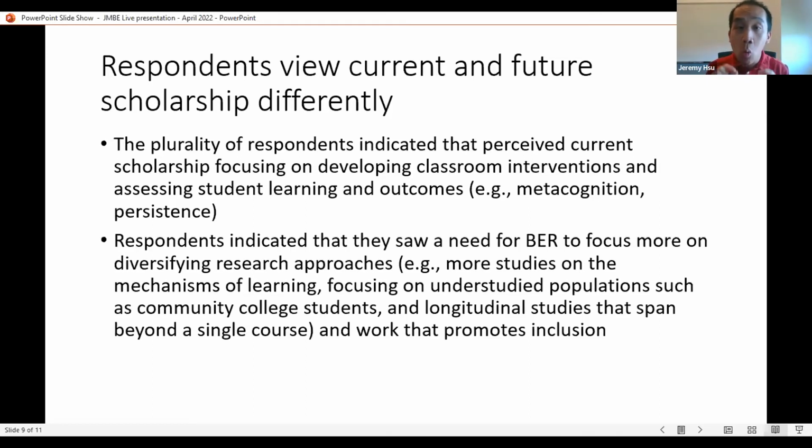But when we asked what respondents view as the next steps for the field, what they viewed as the future scholarship, what direction BER should pursue as a community in later years, we saw that respondents identified a different set of themes. Respondents mentioned that they thought we as the BER community needed to diversify our research approaches. For example, a number of participants mentioned that we needed to study more mechanisms of learning. So rather than just assessing, did this work or not, looking at actually how do students learn? Why did this lead to improvement in learning?